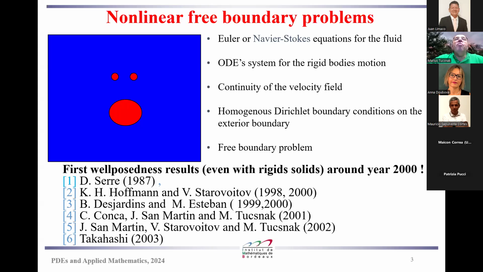The case where you have more bodies, or only one body but in a bounded container, like in the picture you can see here, has been studied much more recently. So the story began around 2000 with a series of papers of Hoffmann and Starovoitov, then Desjardins and Esteban, and Carlos Conca, Jorge San Martín, and myself.